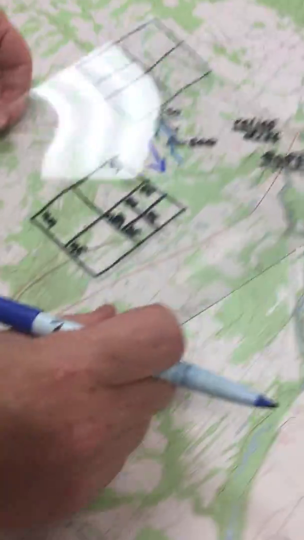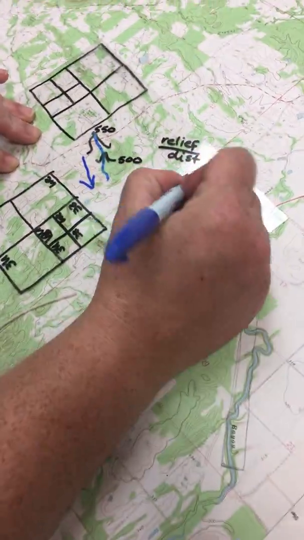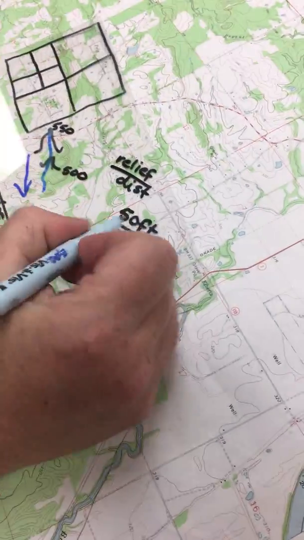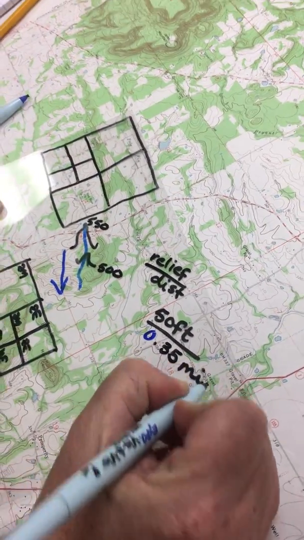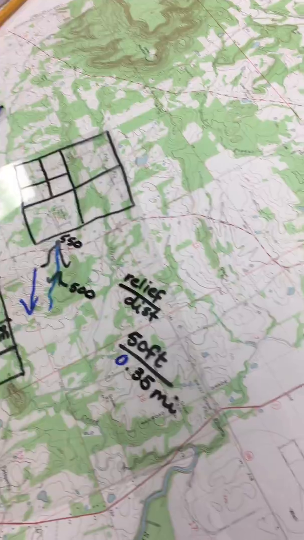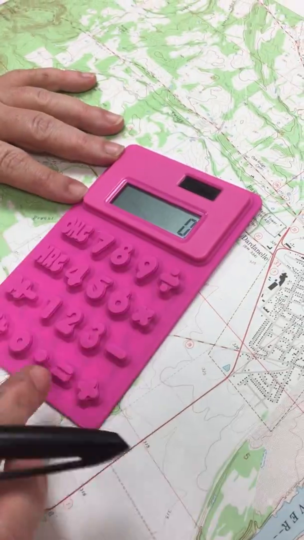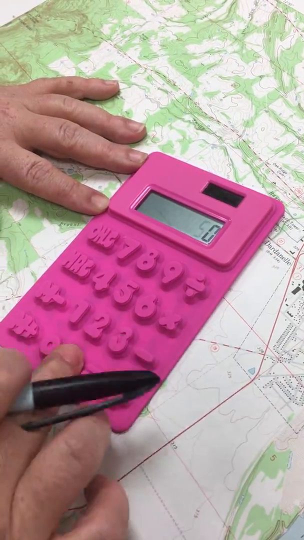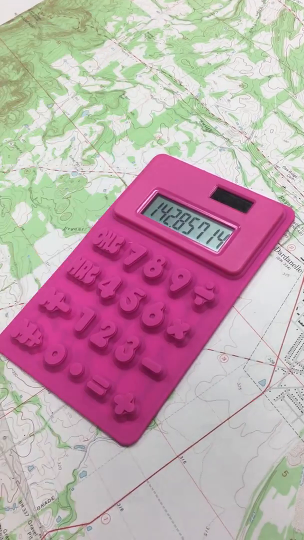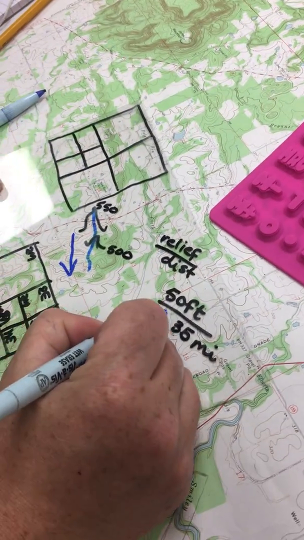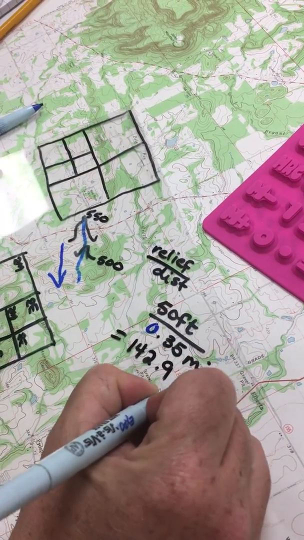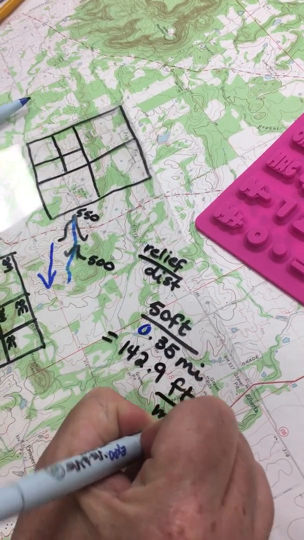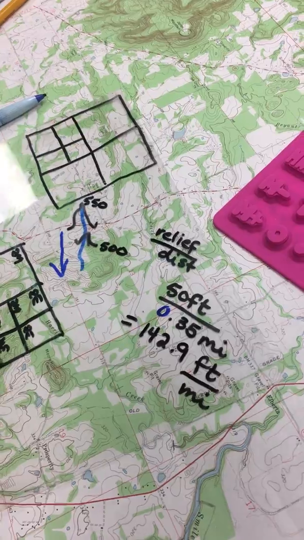So let's get our little thing back out. Wrong color. 0.35 miles. And then we can calculate it. 50 divided by 0.35. All right, so the answer is 1,429 feet per mile.